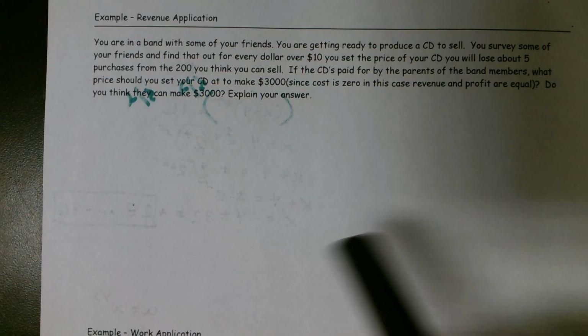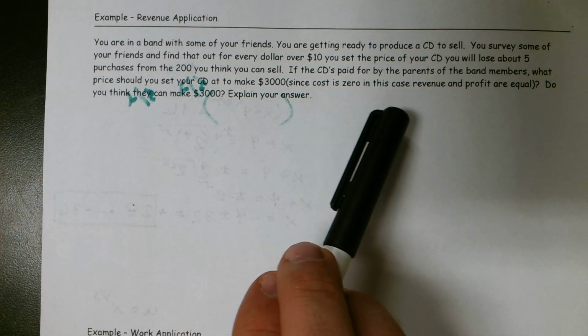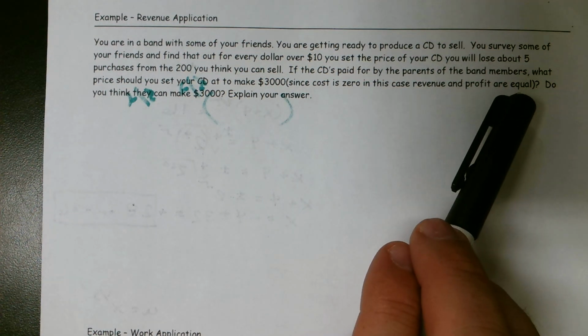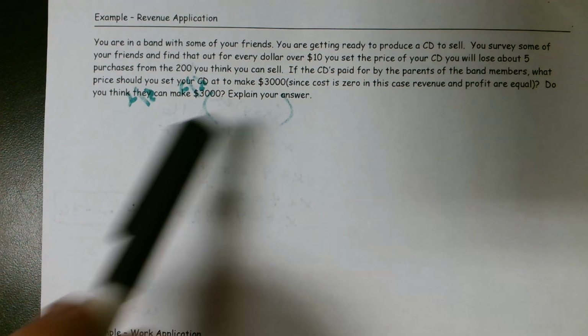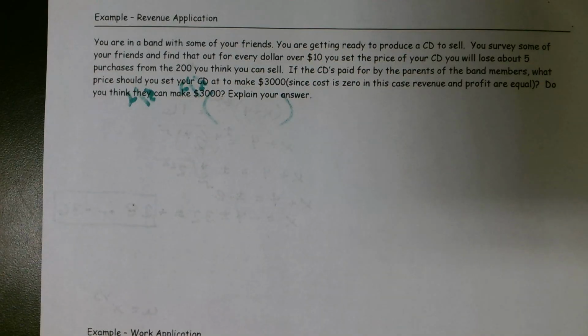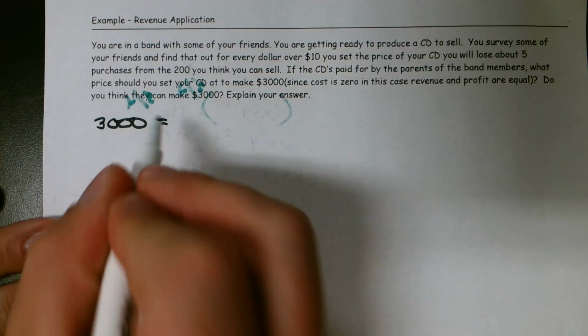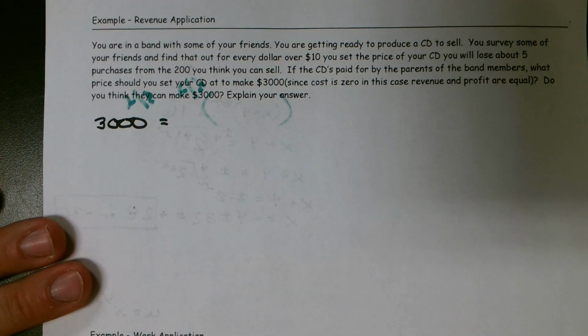Okay, so in this little small note, since the cost of the supplies is 0, revenue and profit are the same. Okay, so do you think you can make $3,000? So let's say we want to make $3,000. So let's figure out what we've got to sell our CDs for, and so on and so forth.